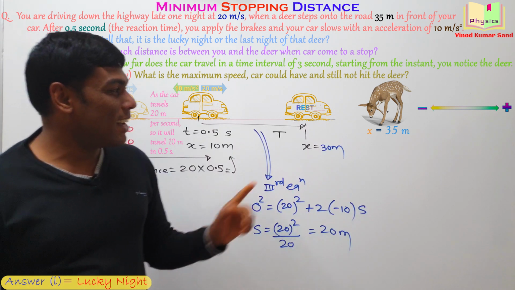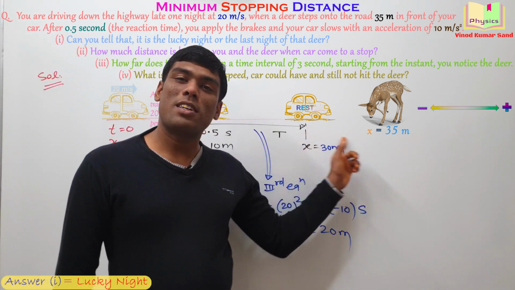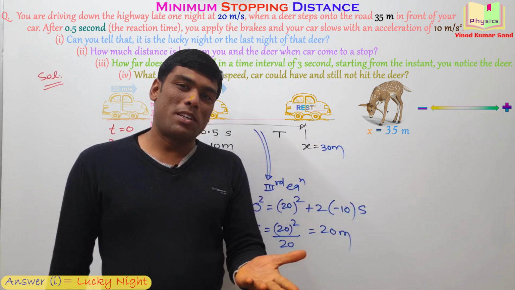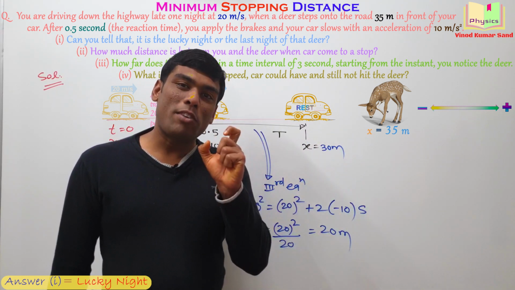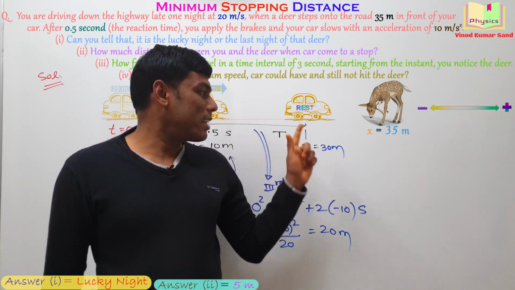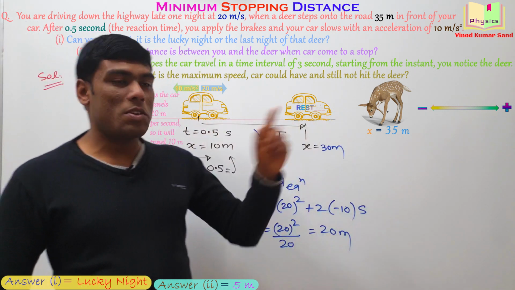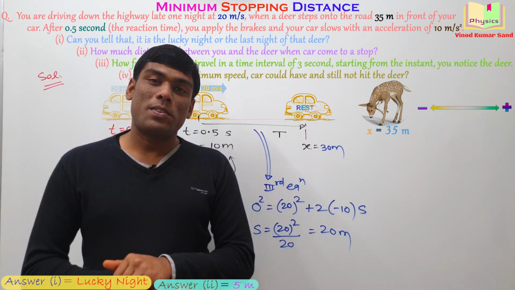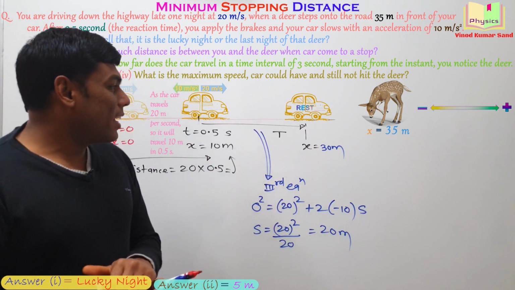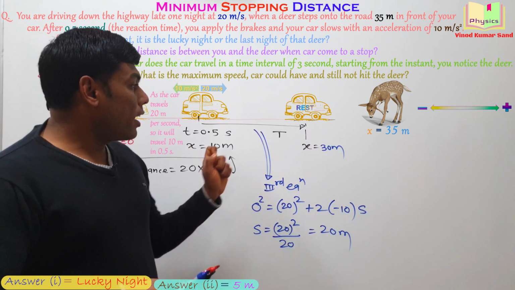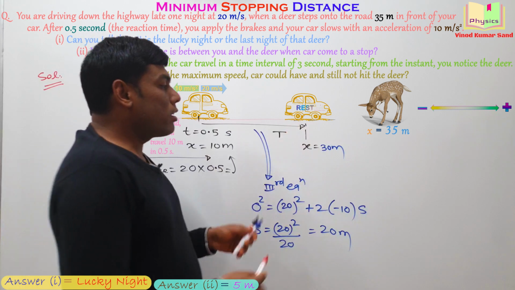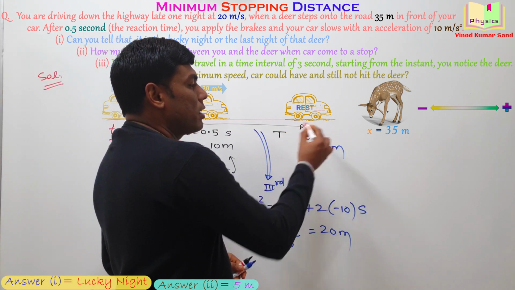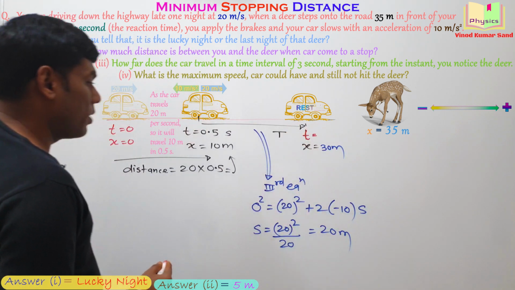Second question is asking, how much far away is the deer from the car? So that answer is pretty simple. Deer is 5 meter far away from the car at this moment because this total distance was given as 35 meter. Done? Okay. Next question. If someone asks you this moment of time, how much is this moment of time? That also we can calculate.